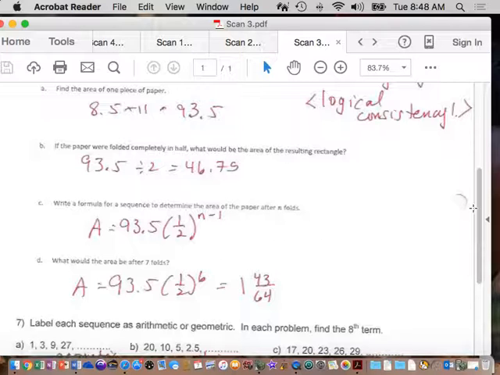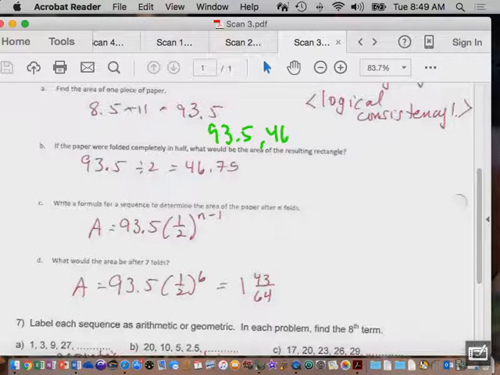It's 93.5, 8.5 times 11. Next up, what would it be if you folded it in half? Divide by 2, 46.75. Now, write a general formula. We talked about this yesterday. If I look at what I have going on here, my first area is 93.5. My second is half of that, which is 46.75. My next is half of that, and so on.